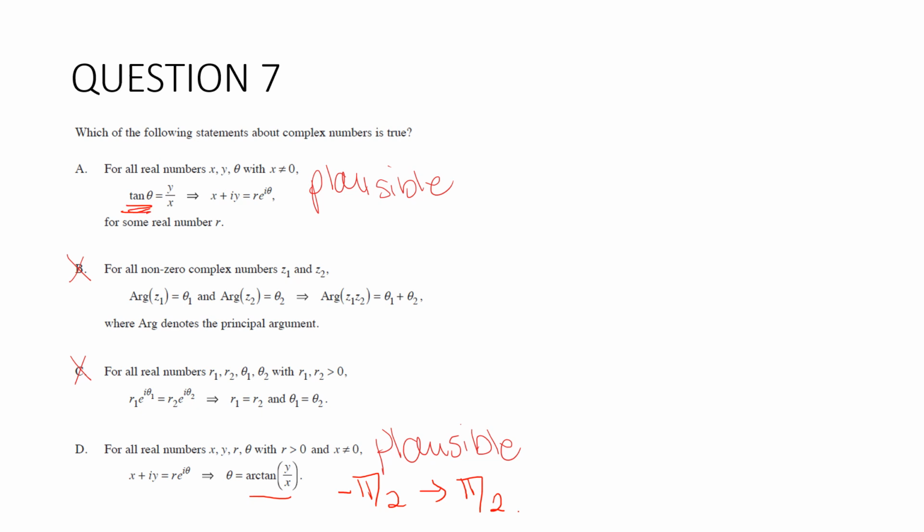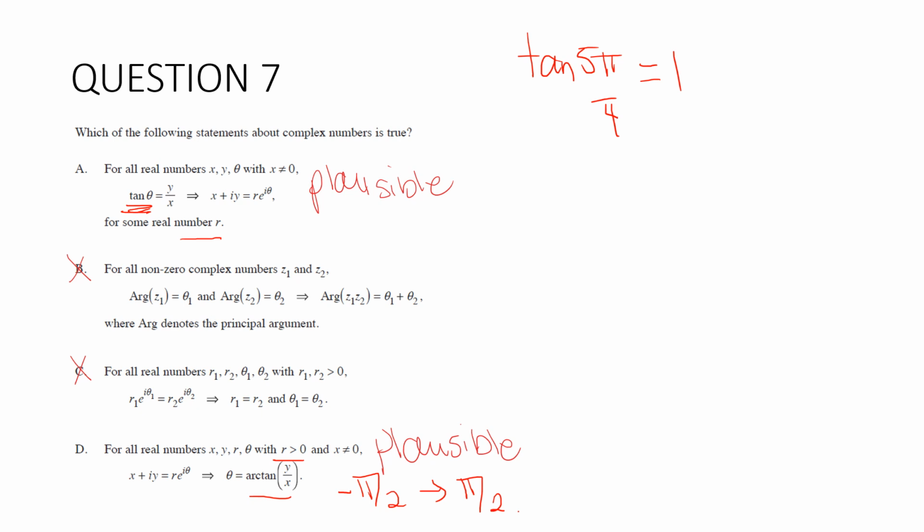The other difference, here it just says a real number r, so r doesn't have to be positive, and here r has to be positive. Let's have a look at A a little bit more closely. Suppose we have tan 5 pi on 4. Now, that is equal to 1. True?